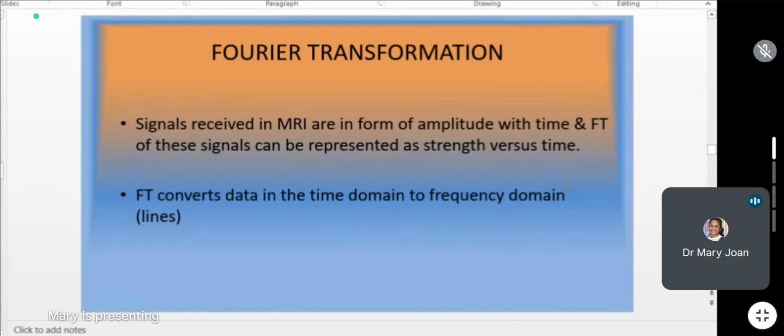And you may all be familiar with Fourier transformation. This is one of the most commonly used tools for image processing. In Fourier transformation, signals received in MRI are in the form of amplitude with time, and the Fourier transform of these signals can be represented as strength versus time. So how much is the height of each signal, and at what time. The Fourier transform converts the data in the time domain to the frequency domain.